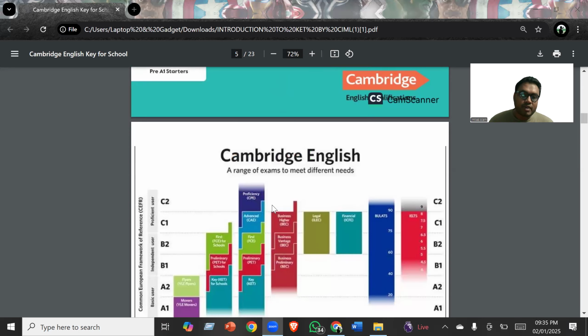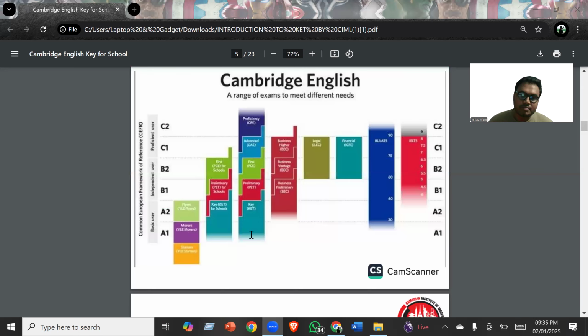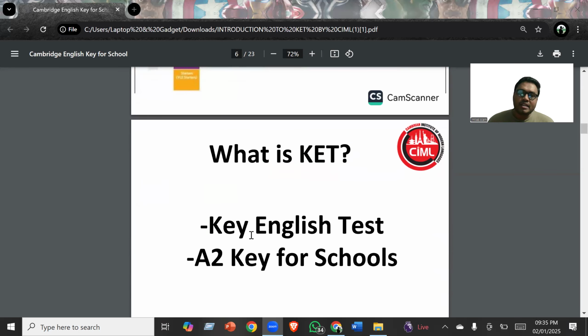Now, going into the next phase, you can also see this chart. Again, this chart is referring to the levels, and you can see A1 and A2 refer to the basic users, B1 and B2 refer to the independent users, and C1 and C2 refer to the proficient users. So today we will talk about A2 Key for Schools, and you can see that it is for the basic users.